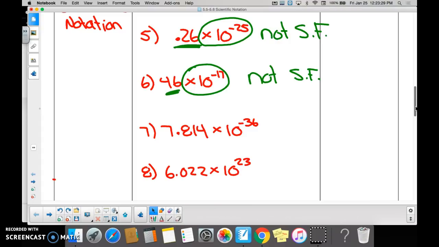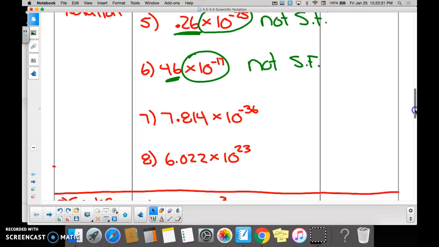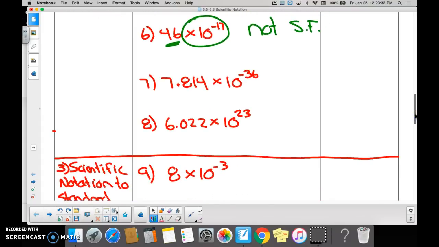Number 7, all good, because that number is bigger than 1. It is less than 10. 7 and 814 thousandths, bigger than 1, less than 10. This is all good because we're multiplying by 10 and an exponent. Even though it's a gigantic negative exponent, all good. So we're going to say yes, scientific notation.